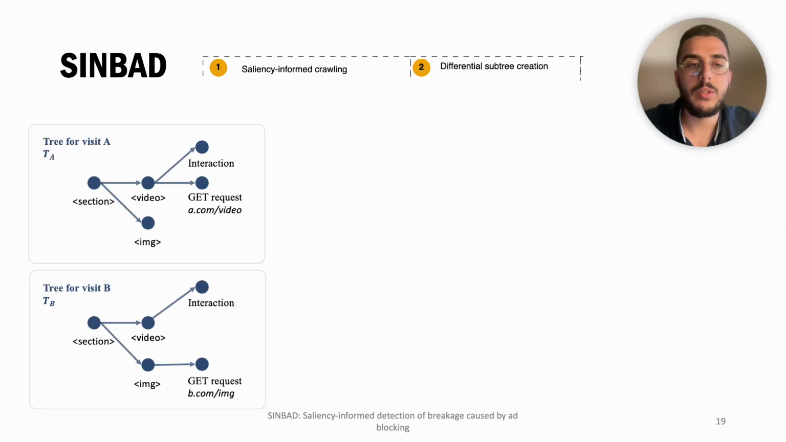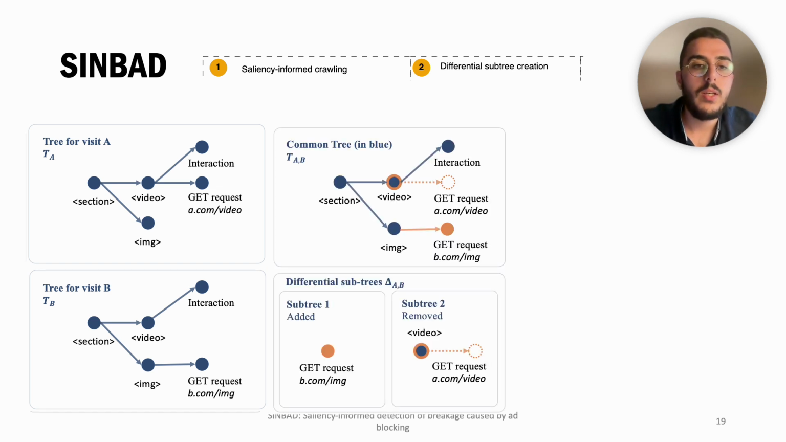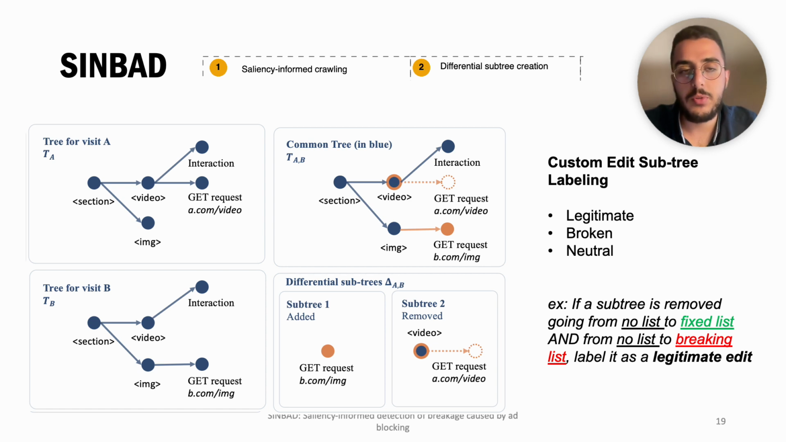We then compare the trees from pairs of visits we perform to extract what we call edit subtrees. These are the groups of nodes that change from one tree to the other. They could be edited, removed, or added. For training purposes, we also label each subtree as either a legitimate change, a breaking change, or a neutral change. And this happens by looking at where the changes come from and what the type of change is. For example, if some subtree is removed going to a fixed list and a breaking list, we can label it as a legitimate edit since it must be a blocked ad.